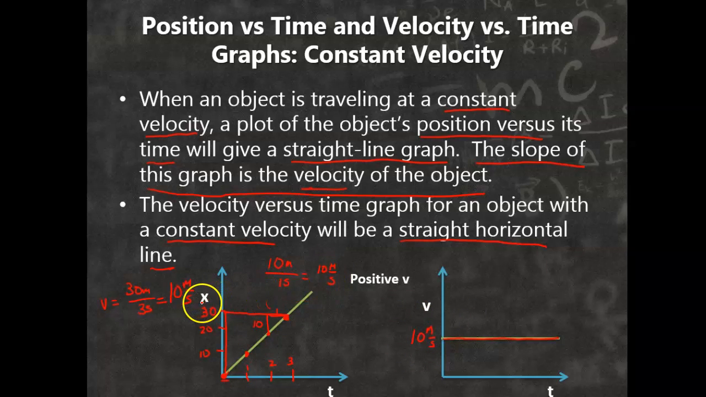Okay, so we want to be able to make the association between what a velocity versus time graph is going to look like and what the corresponding position versus time graph is going to look like.